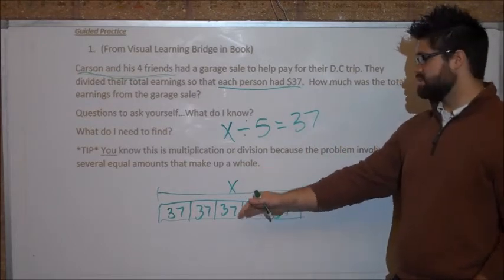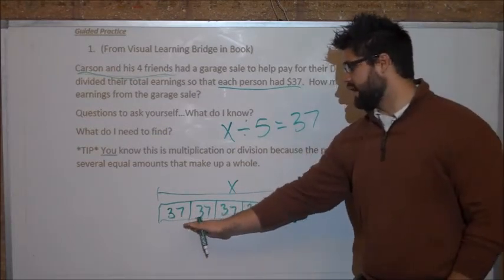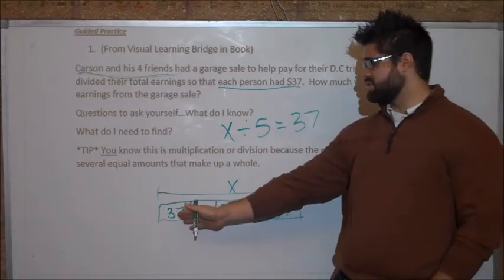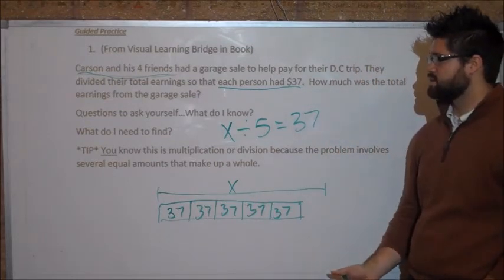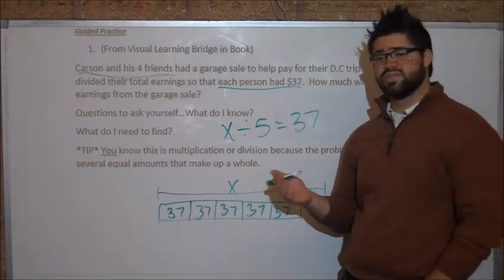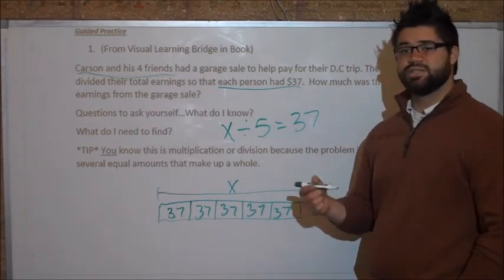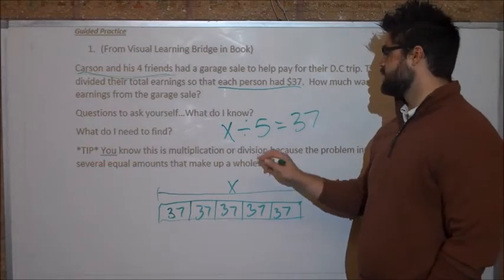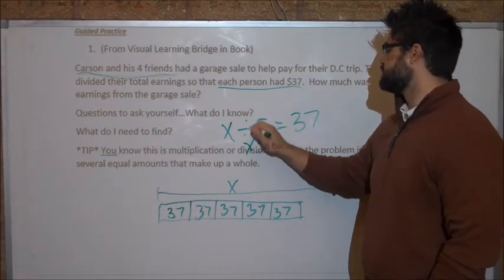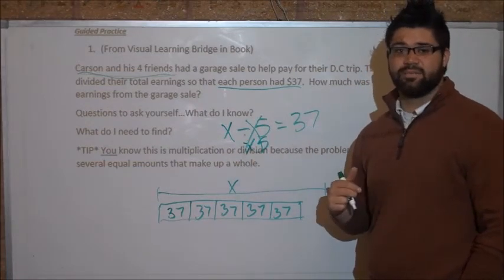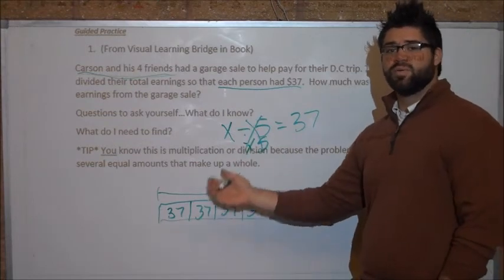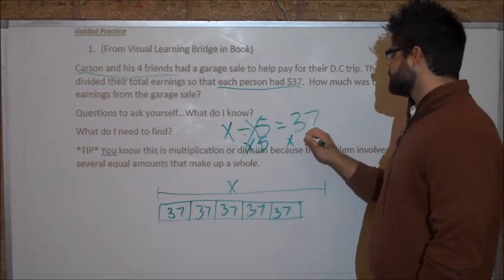So it's telling the same story. It's x divided into 5 sections. Each person ends up with $37. So now to solve this equation, we want to get x by itself. And remember, we're going to do the inverse of the operations already being done, so we're going to multiply by 5. That cancels out the dividing by 5, but remember, we have to do what we do to one side, we have to do to the other.